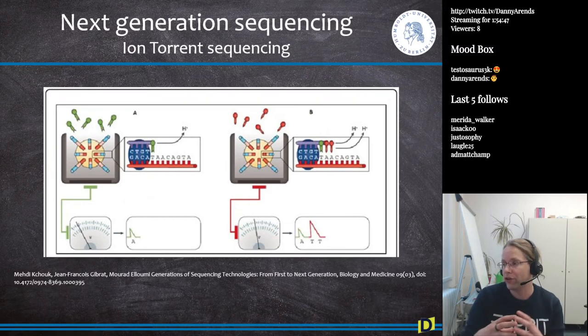But the accuracy is, it can really accurately determine if you have 1, 2, or 3. But it's very bad at determining if you have 50 T's in a row versus 51 T's in a row, because the peak will look very, very similar.